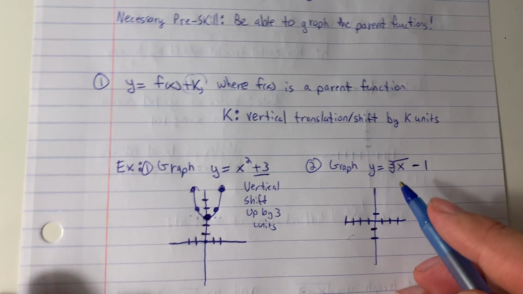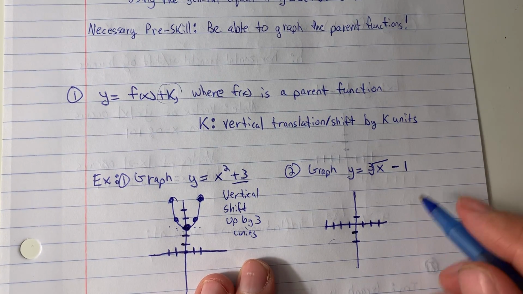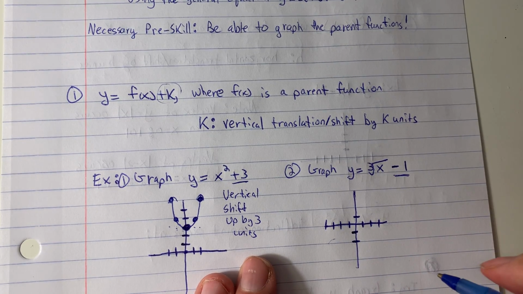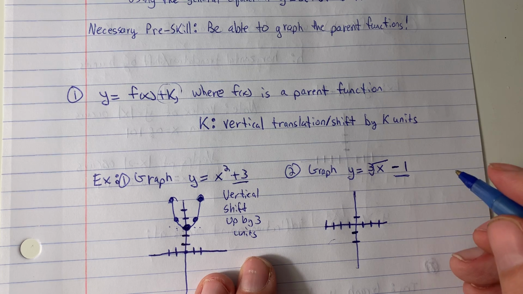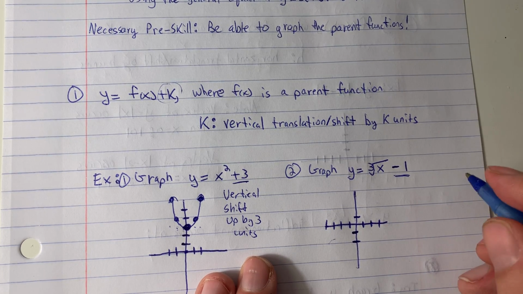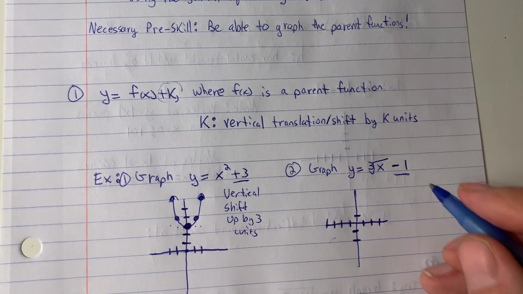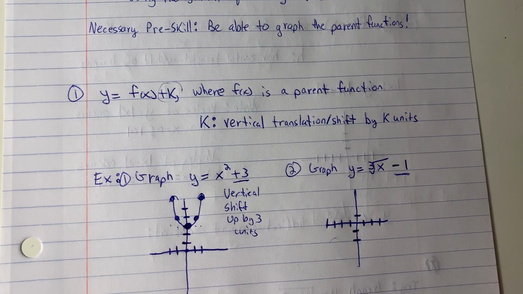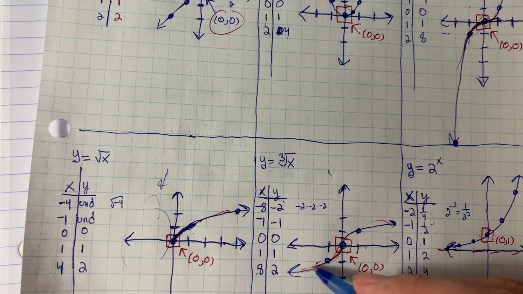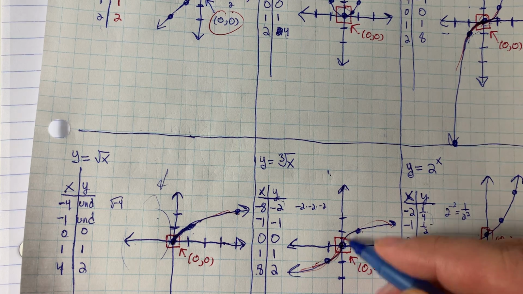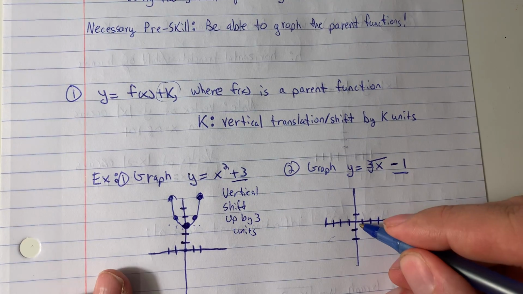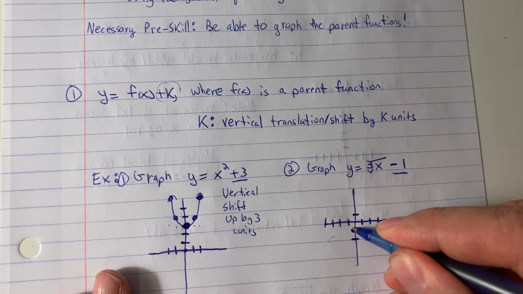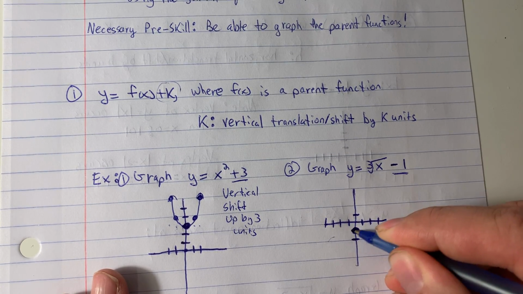The same idea here. We want to know, what is the effect of this minus 1 going to be? Well, because it's a minus 1, it's going to be a vertical shift or translation down by 1 unit. So let's think of our parent function. Our cube root parent function looks like this. We should be familiar with it. Our key point is at 0, 0, and that point will shift down by 1. Instead of being at 0, 0, it will be at 0, negative 1.